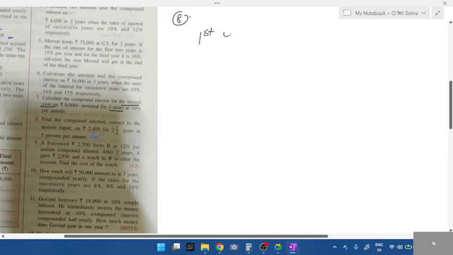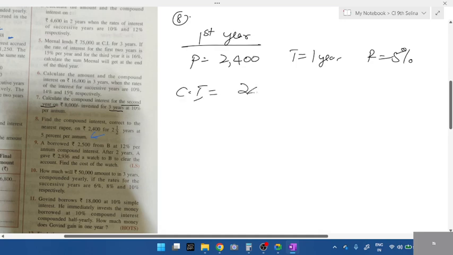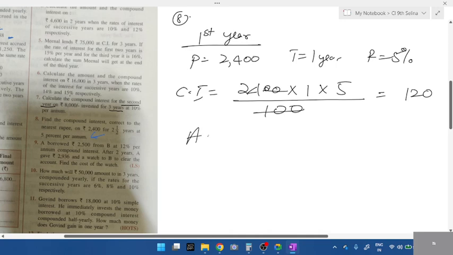First year, right? First year. For first year, principal is equals to 2400. Time, take it as 1. 1 year or just take it as 1. R is equals to 5%. So compound interest is equals to 2400 into 1 into 5 divided by 100. Two zeros get cancelled. What's the answer? 120.